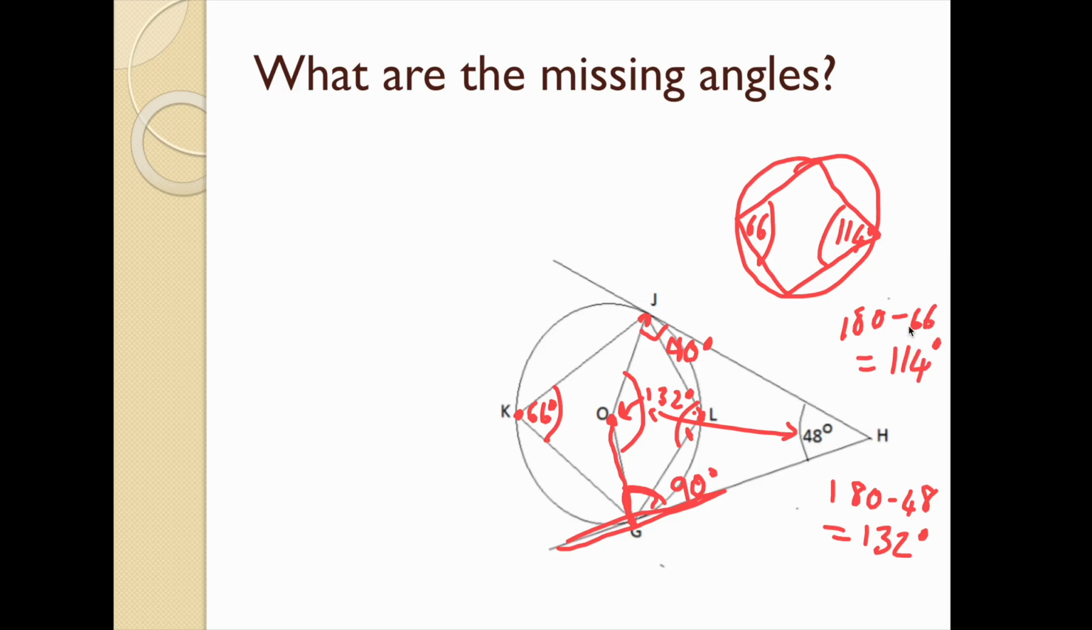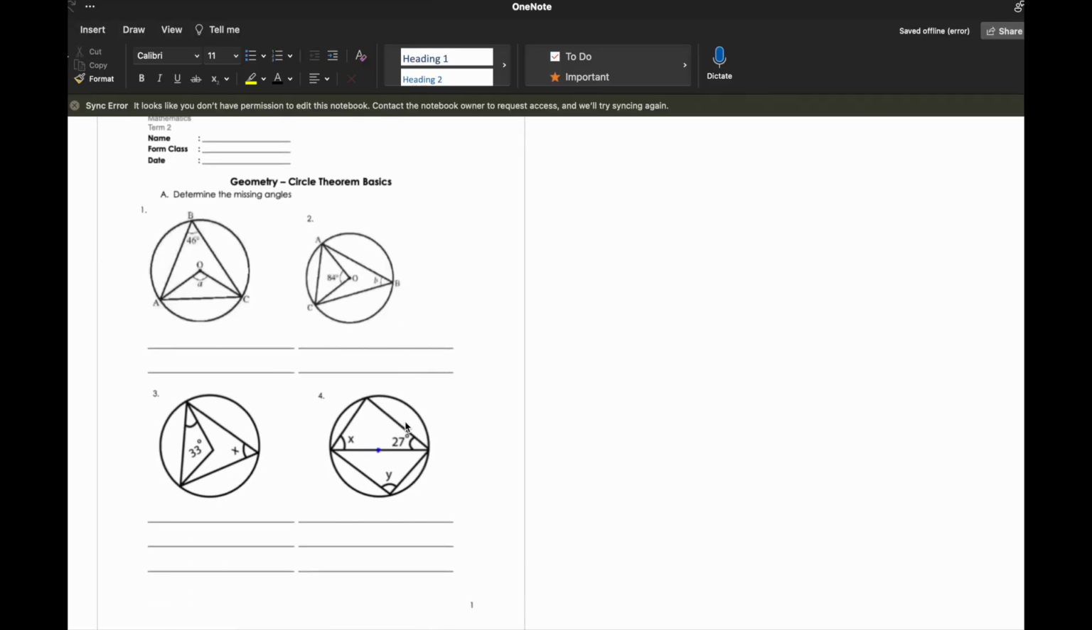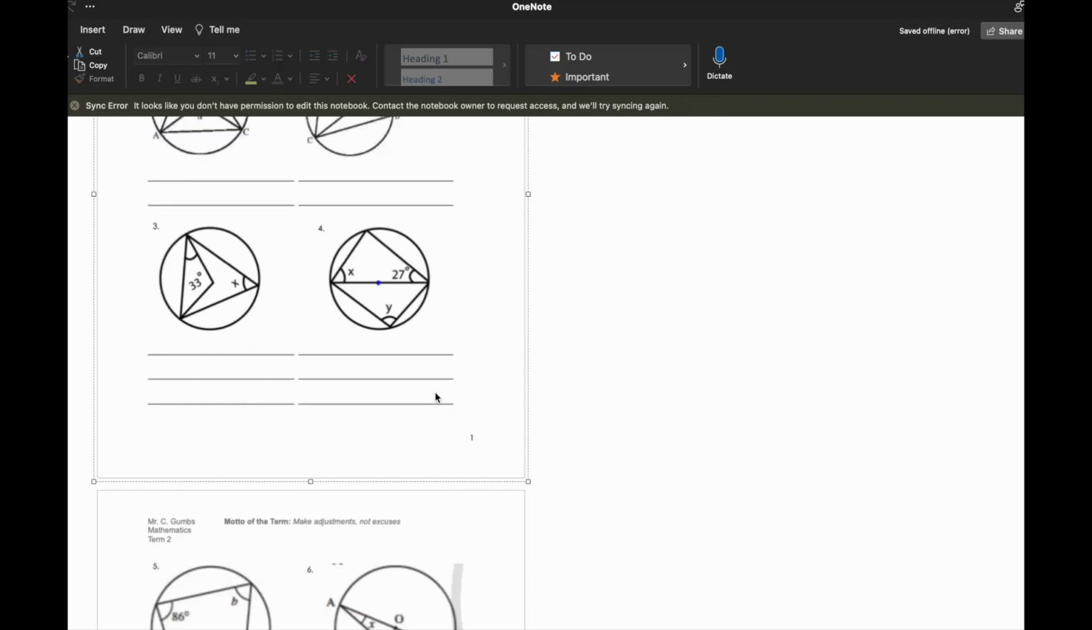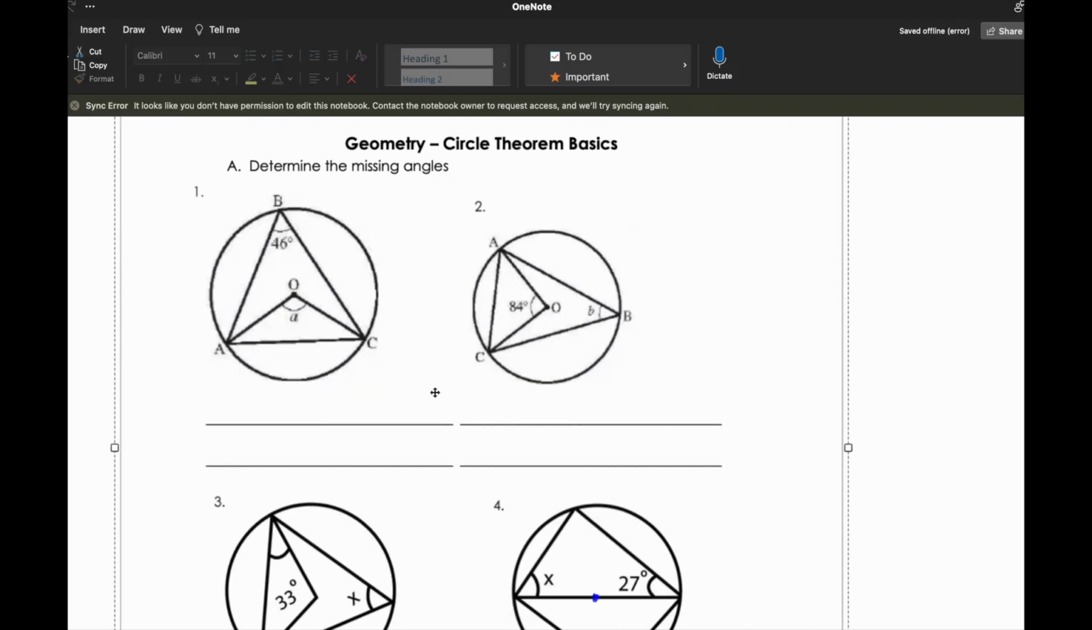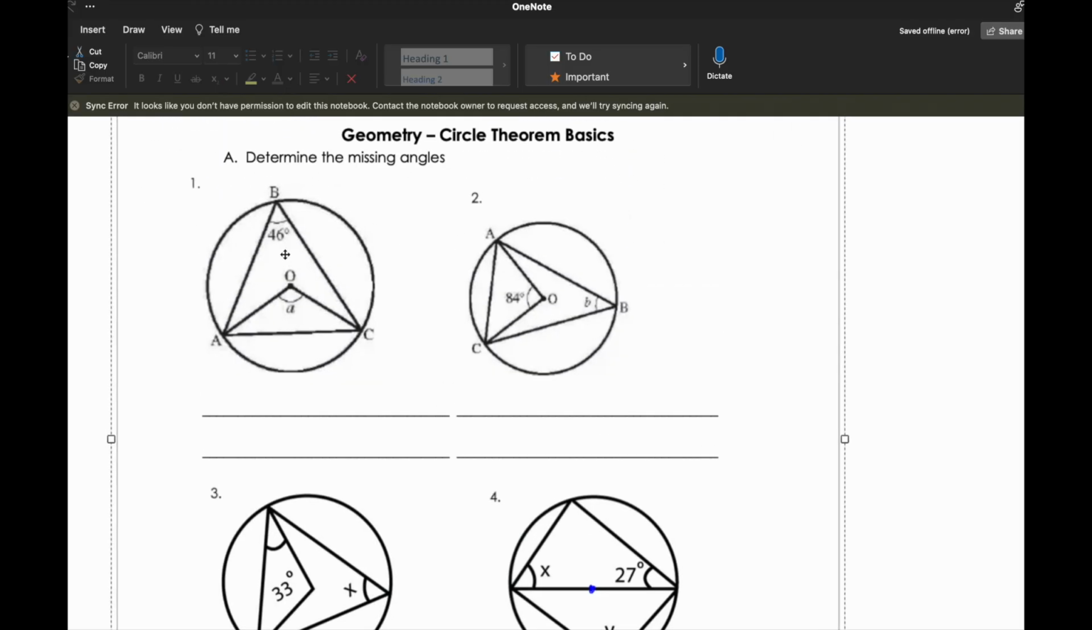Alright? Alright, so I want y'all to open this. This is the work that y'all were supposed to do for me, so I want y'all to start working on this if you haven't already. If you have, just show it to me so I can see what y'all got.